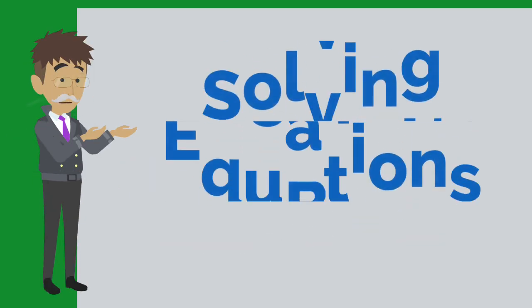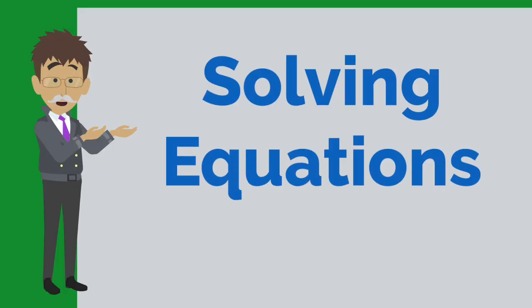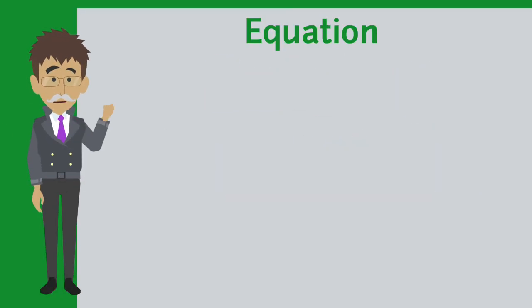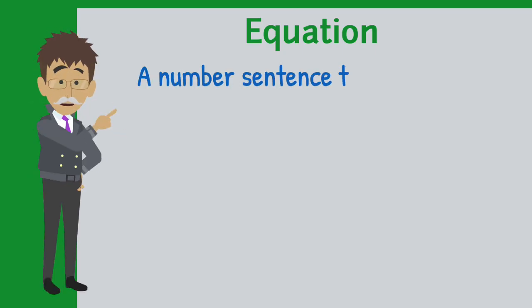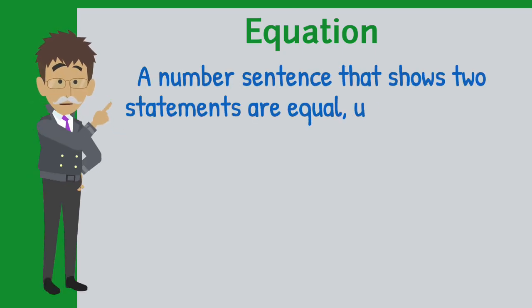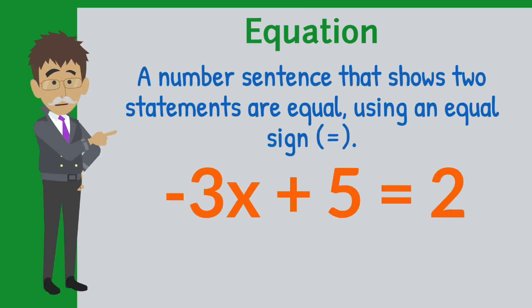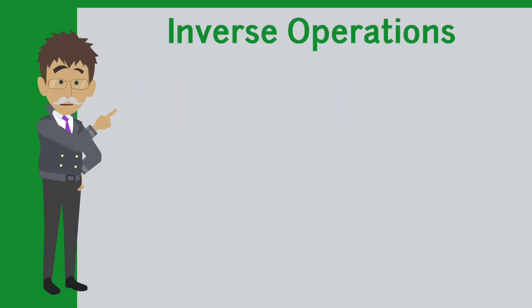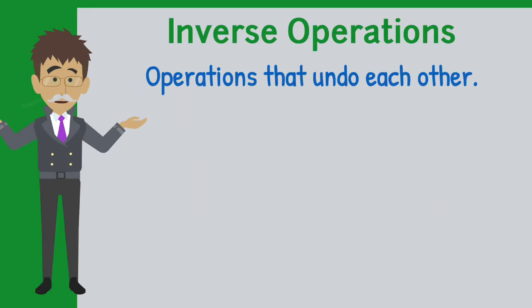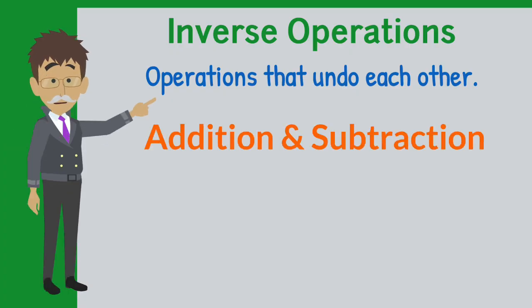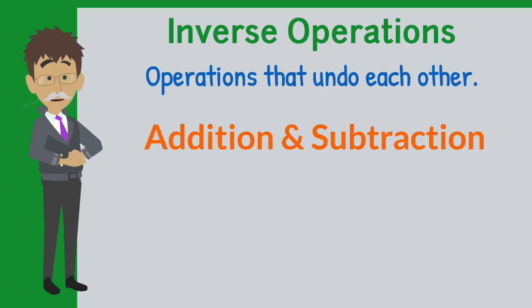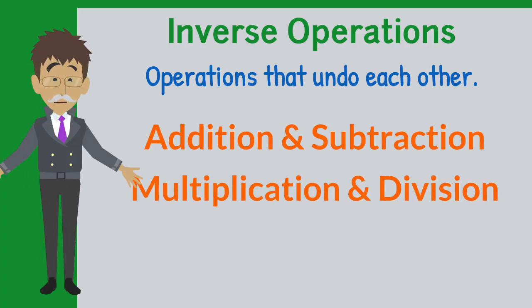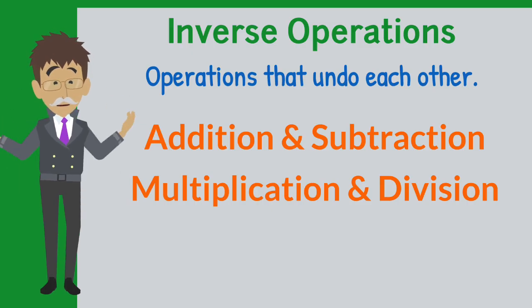Next, we learn how to solve equations by using operations to isolate the variable. Equation. A number sentence that shows two statements are equal using an equal sign. Inverse operations. Operations that undo each other. Addition and subtraction are inverse operations, as are multiplication and division. We use inverse operations to isolate the variable when solving equations.